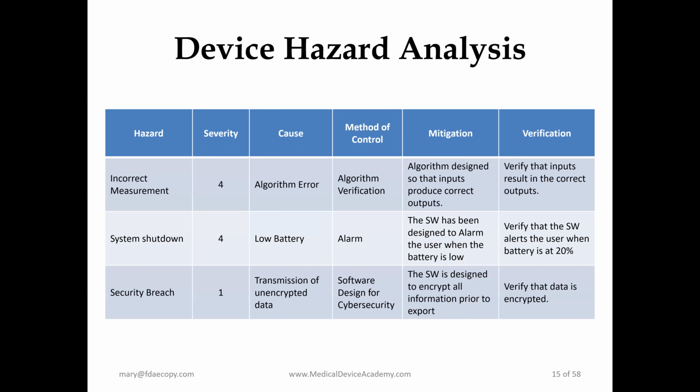The next element and deliverable for the 510(k) is going to be your device hazard analysis. And they like to see this in a tabular format where you identify the hazards, the severity, which is relating to the specific harms. And if you want to call out the harms specifically, you're welcome to do that as well. But this is what they require. And then the potential cause of that hazard, the specific method of control, and then the mitigation used to limit that hazard, and then the verification activity.